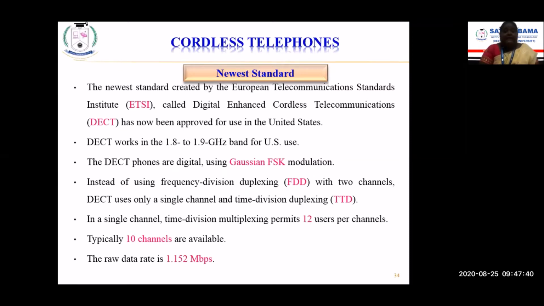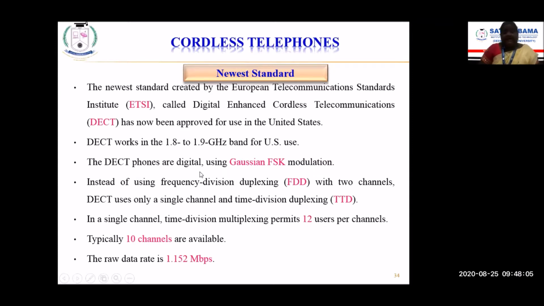Okay, that was developed by the European Telecommunication Standards Institute, and it is named Digital Enhanced Cordless Telecommunications. Normally it is called DECT. It has also been approved for use in the United States, and the frequency range is 1.8 to 1.9 gigahertz for use in the US.